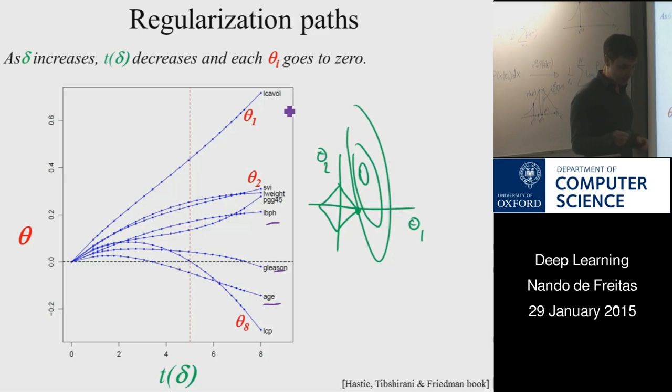And then as you vary delta in this curve, you start at delta squared equals zero, and as you increase delta, with delta going to infinity, the thetas shrink to zero, and some shrink at a faster rate than others. And when you use the data, you find some optimal set of the deltas.